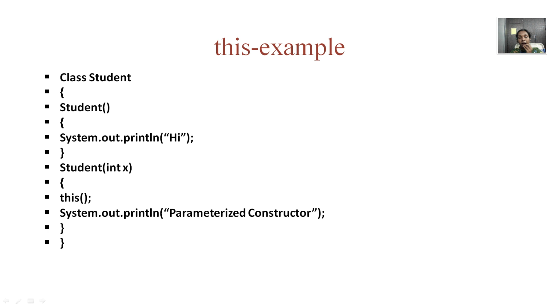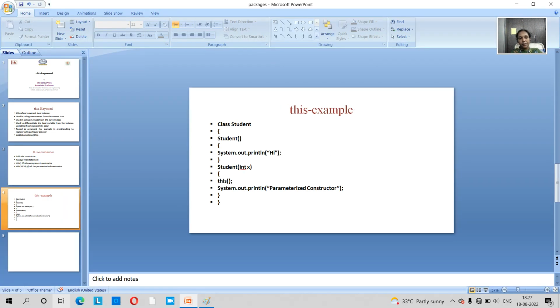Now I would like to call from the same class, without going to the main class. From this constructor, Student of int x, if I would like to invoke another constructor, that is how I can use this of empty braces. When I create an object, it will go to this constructor, and from this it will invoke the Student class's no-parameter constructor. We can execute this example.